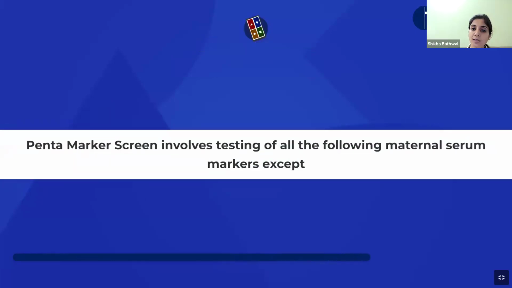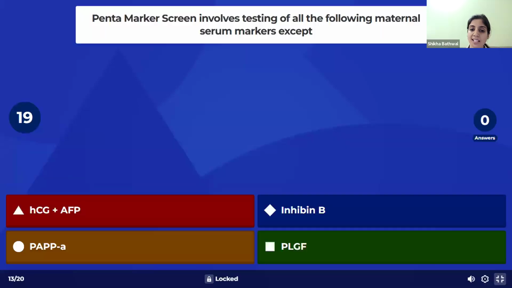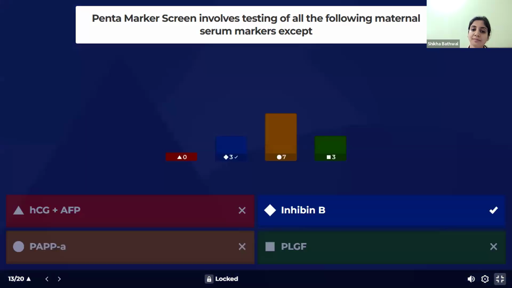Pentamarker screen involves testing of all of the following maternal serum markers except HCG, AFP, inhibin B, PAPP-A, and placental growth factor, PLGF. Okay, so only 3 people have got it correct. It is inhibin A and not inhibin B which is tested. Both for quadruple marker and pentamarker, it is inhibin A to be tested. So this was a trick question.